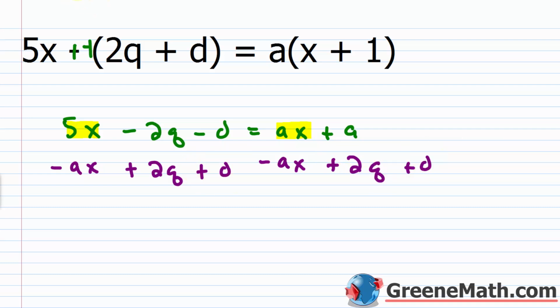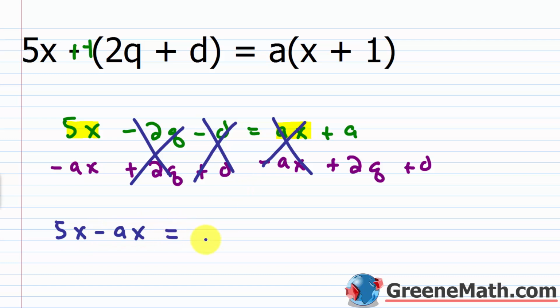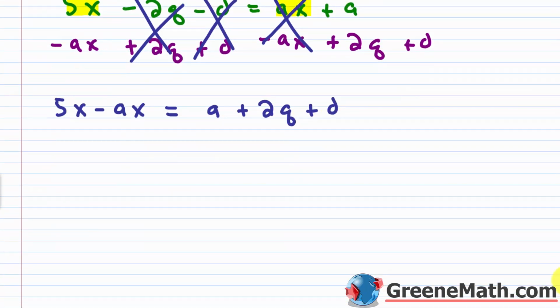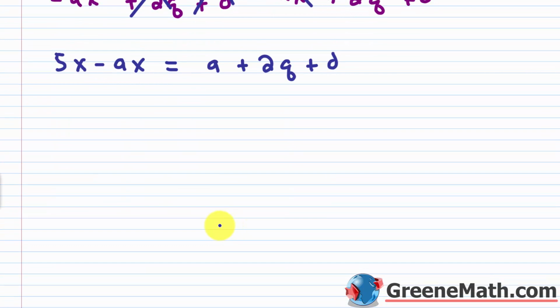Okay? So this would cancel here. This would cancel here. And this would cancel here. So on the left-hand side, I've got 5x minus ax. And this is equal to, on the right-hand side, I've got a plus 2q plus d. All right. So now, what do I have here on the left? How can I isolate x?